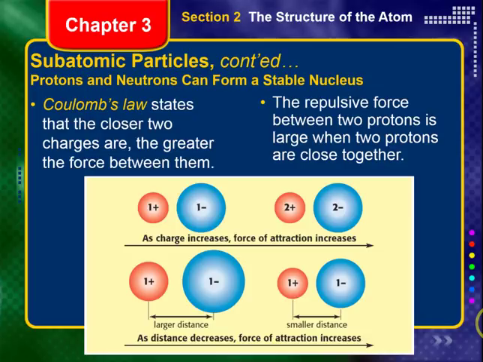Now, protons and neutrons are both required for a stable nucleus. Coulomb's law states that the closer two charges are, the greater the force between them. Now, we're not going to cover Coulomb's law in very much detail at all, but when you have two charged objects, the closer they are, the stronger the force between them will be. So that means if they're attractive, the closer I get them to each other, the stronger they will attract one another. If they're repulsive forces, the closer I get to one another, the stronger they will actually repel.